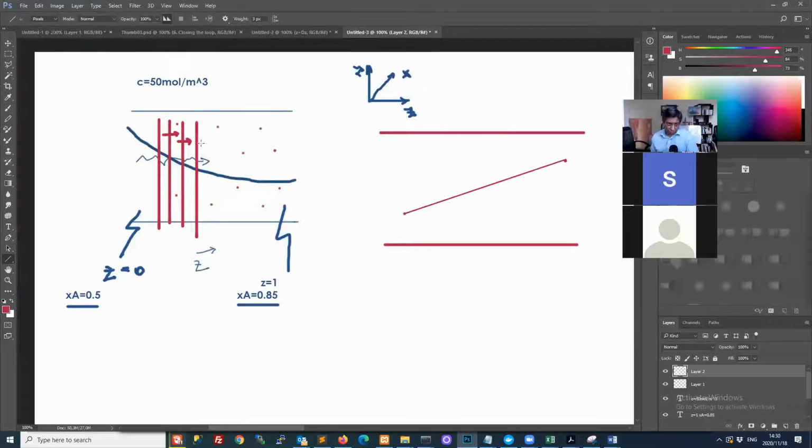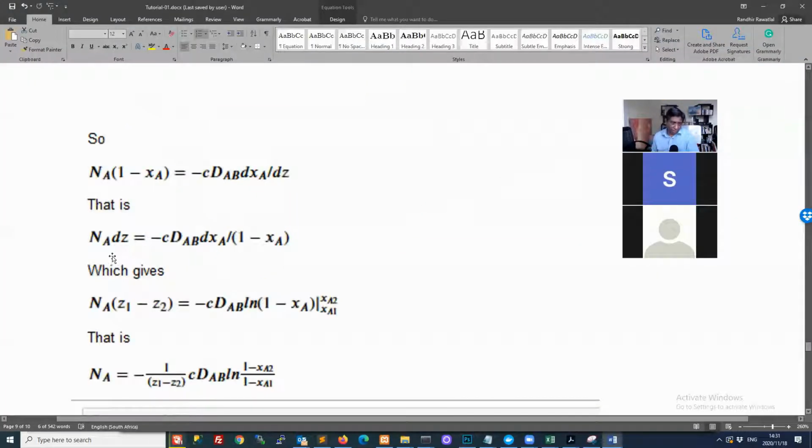So for this to be steady state, for the concentration to be in its steady state, as we said, the molar fluxes must be the same across the whole space. So NA is a constant. And so if it's not a function of Z, then we can just treat it like a constant here. And so we can integrate it like so.